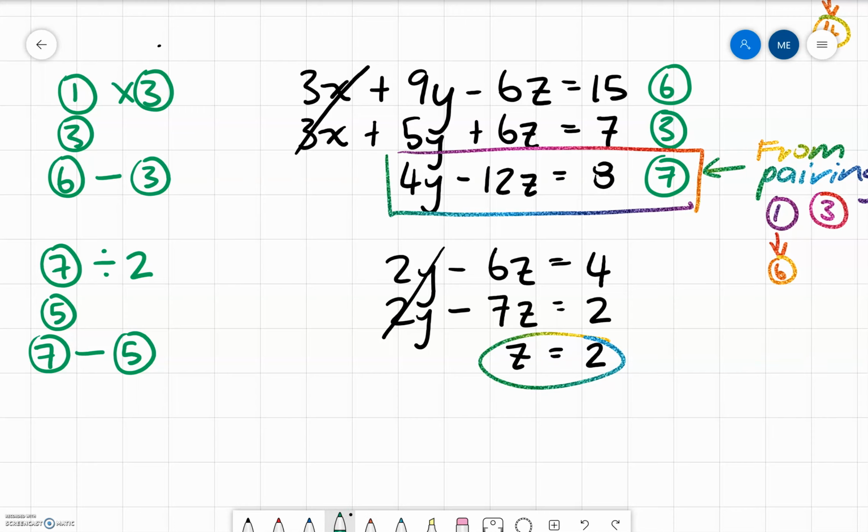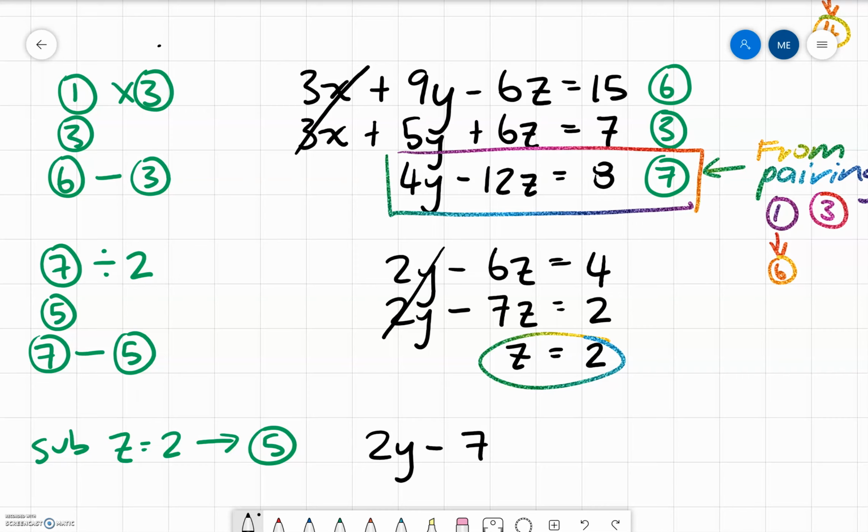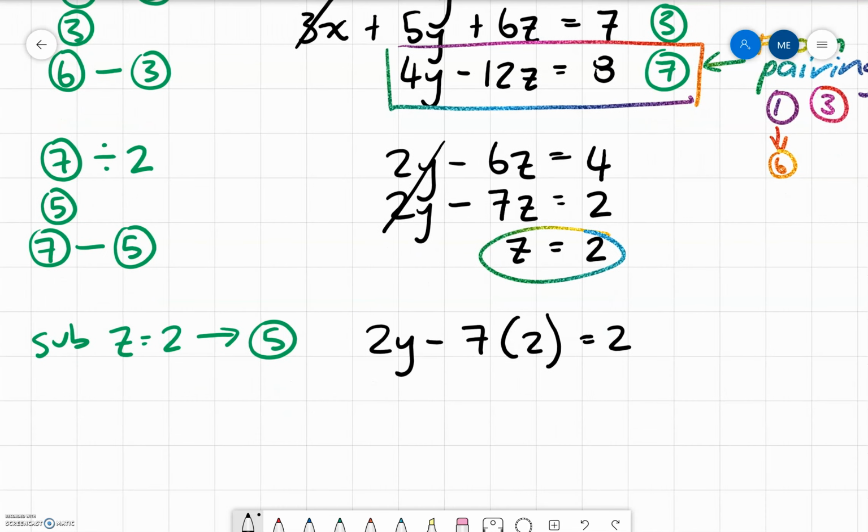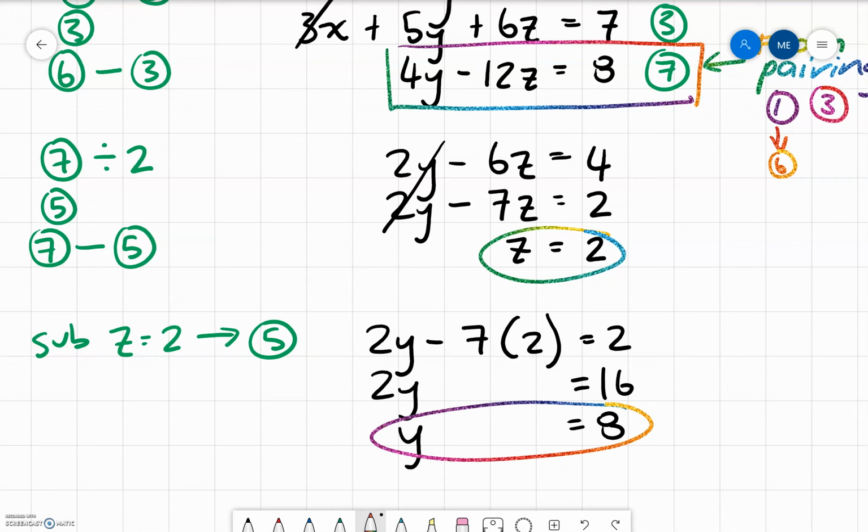Now I am going to substitute z equals 2 into equation 5. So that gives 2y minus 7 lots of 2, which equals 2. So therefore 2y equals negative 14, add that to both sides, gives us 16. So y equals 8, which is now our second solution.